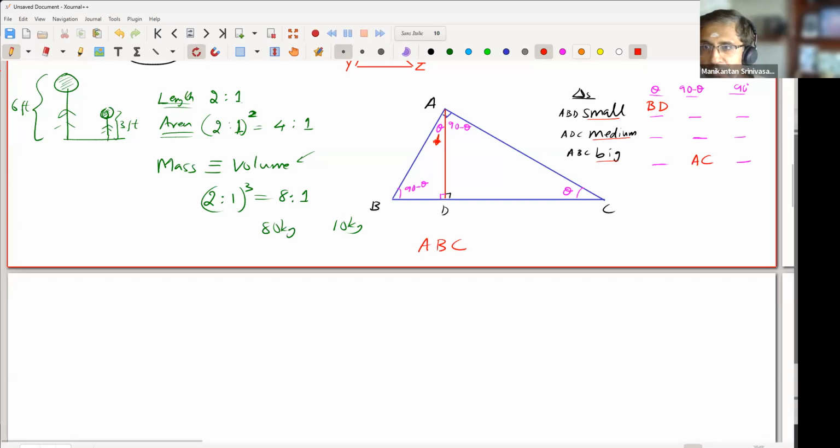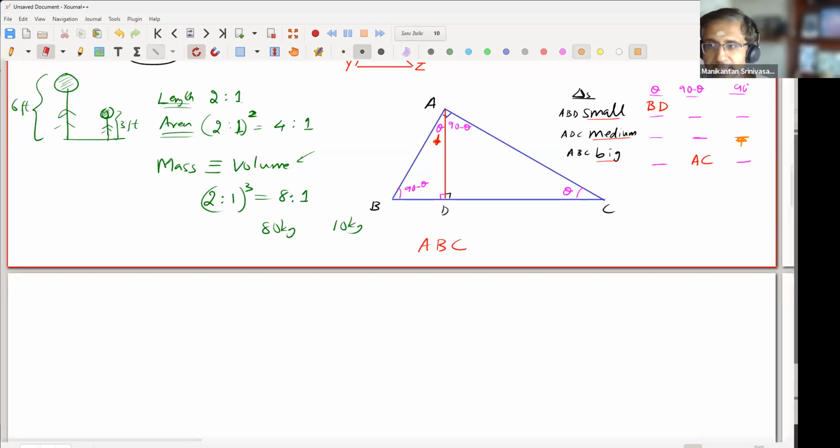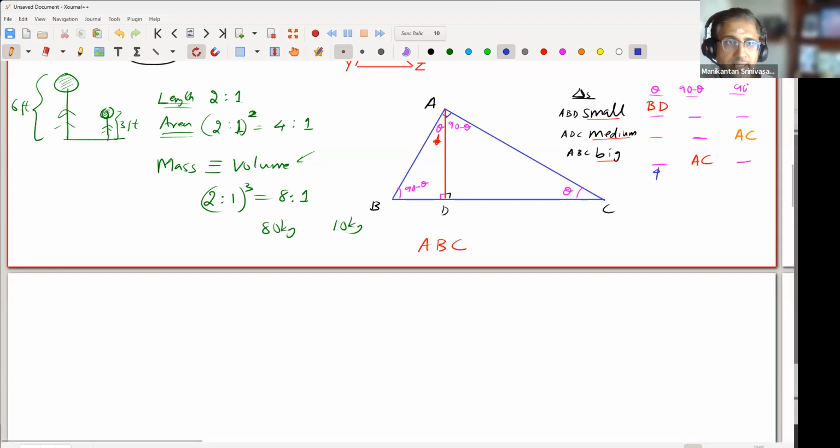Saurabh, you're going to take this one. AC, yes. In the medium triangle, which is ADC, the side opposite to 90, which is the hypotenuse, is indeed AC. Well done. Akshaj, you tell me this one. So it will be AB. Yeah, in the big triangle ABC, the side opposite to theta is AB.